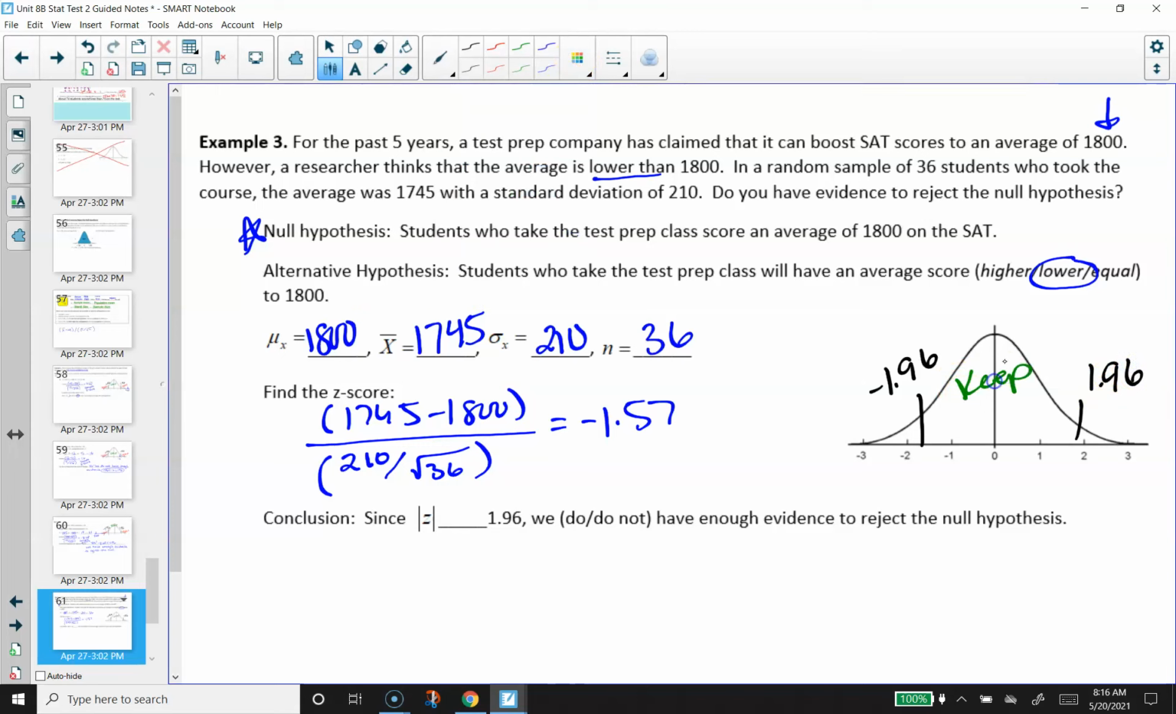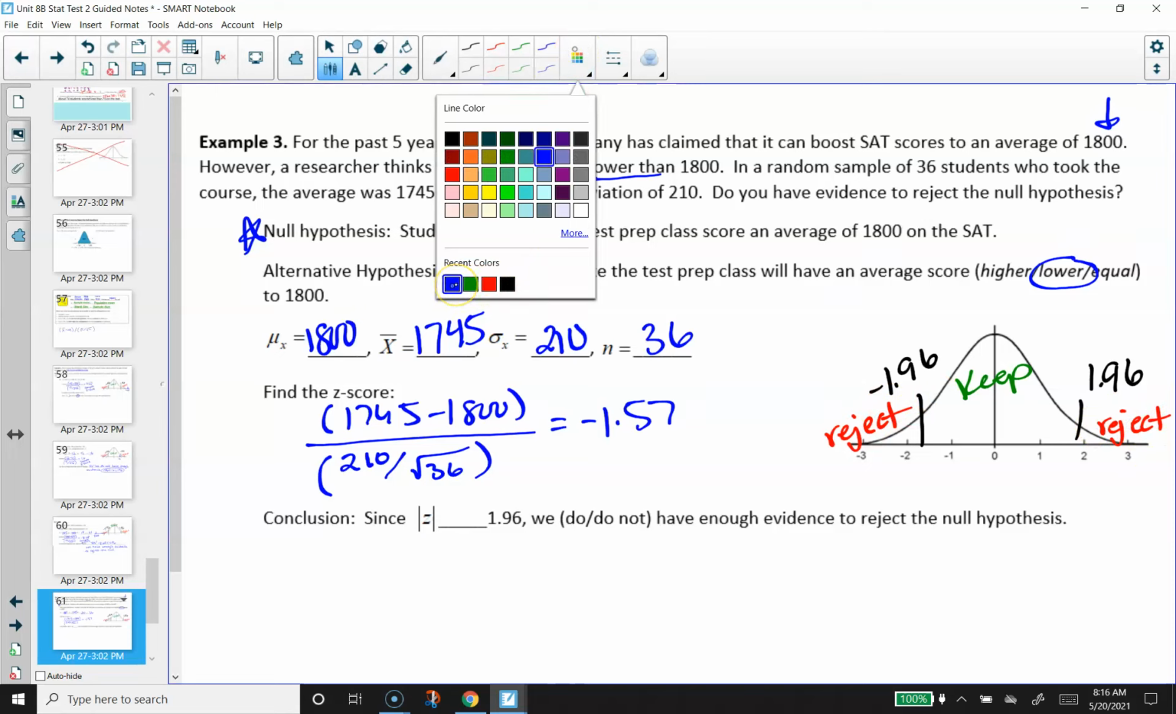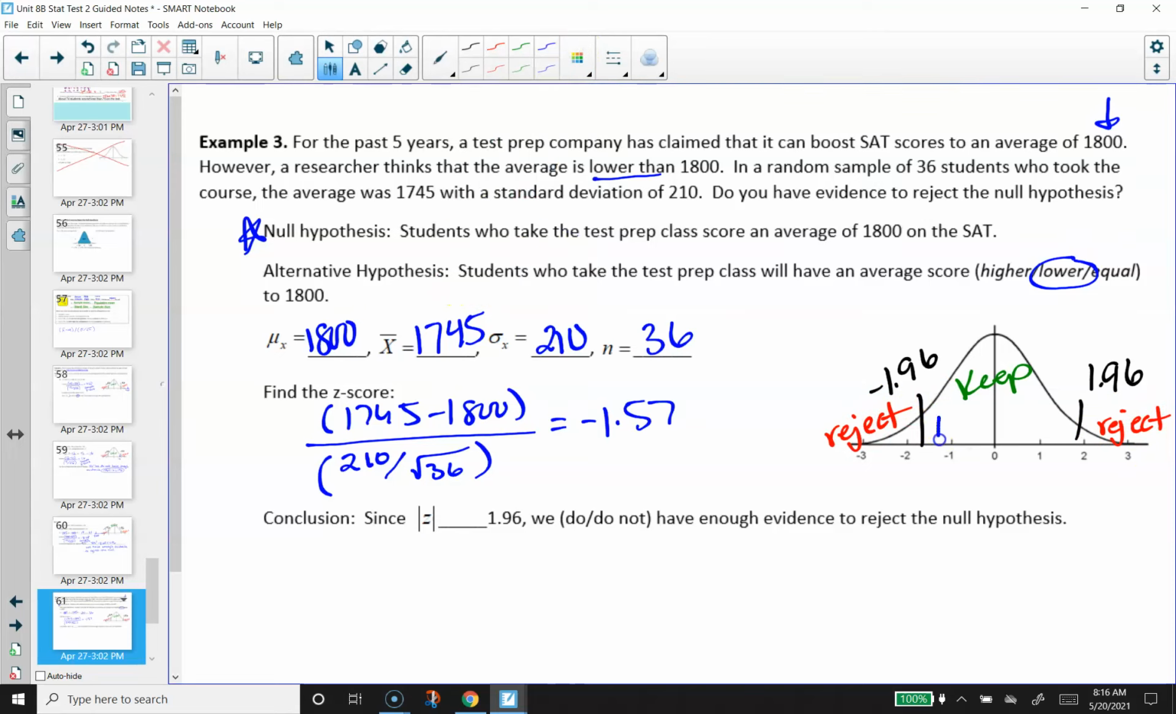This was my keep region. These were where we're going to have the evidence to reject. So to get a z-score of negative 1.57, that's going to be about right here. Okay, so negative 1.57 is less than negative 1.96, right? It's below that lower boundary. So we do have the evidence to reject the null. So what we can say here is that we're going to reject the null.